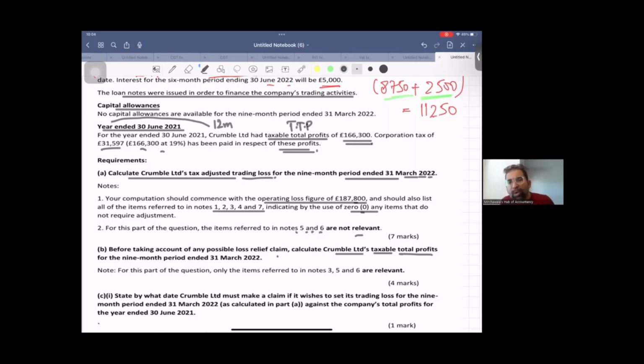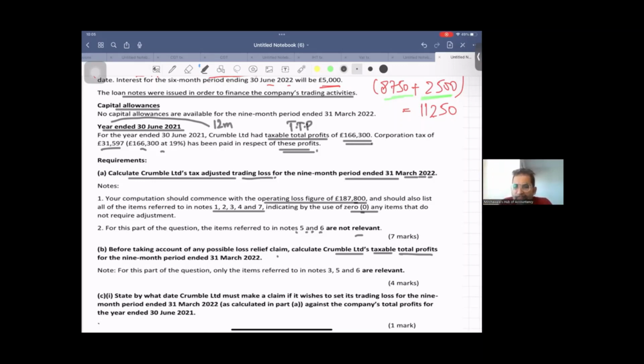But if you are asked to calculate companies tax, there is only one column: trading income, property income, gains, and interest income. Remember, you will get total profits, and from total profits, you will deduct QCD, you will get taxable total profit. That's it. In companies, there is only one column.